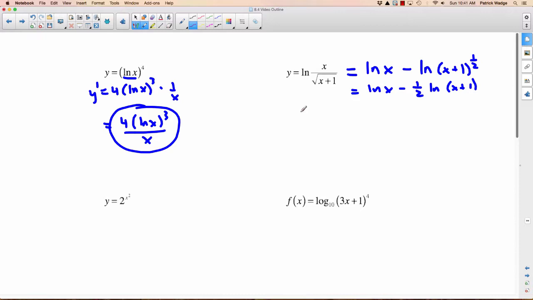I'll change colors now to show we're actually taking the derivative. Y prime. Well, the first piece is very easy. This right here, natural logarithm of x, that's just 1 over x. Minus. Okay, so this is just a constant, so we can write that 1/2. Then we use the chain rule.